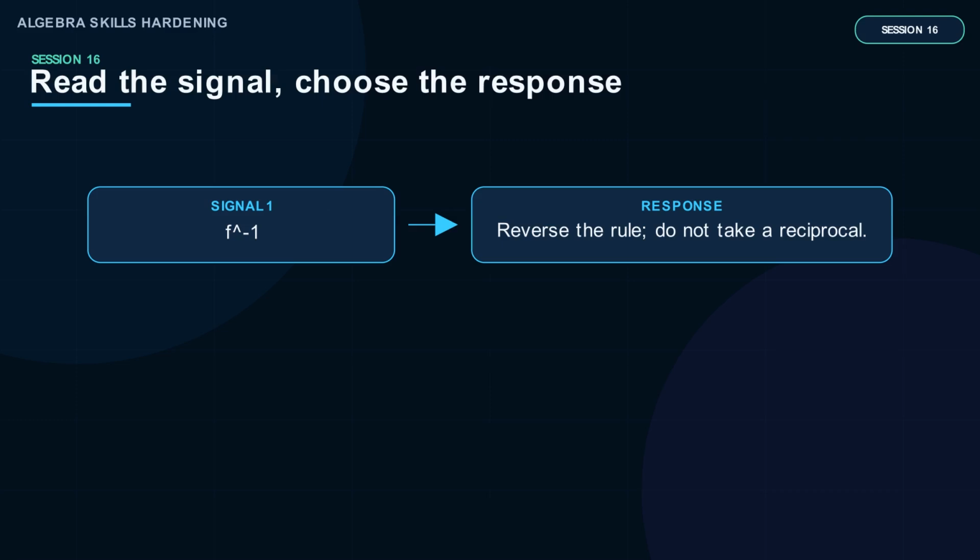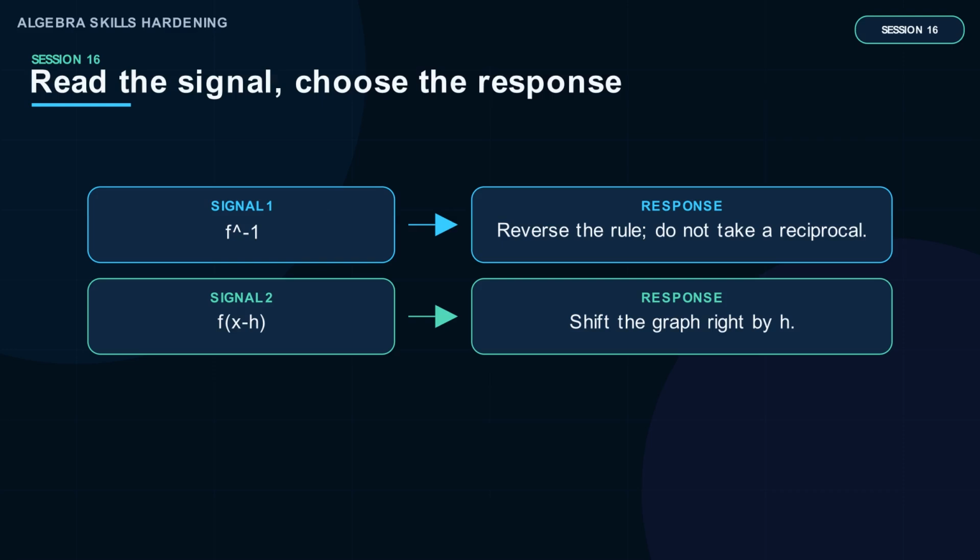Signal 1 is f to the power minus 1. Respond by remembering: reverse the rule. Do not take a reciprocal. Name the response before calculating. Signal 2 is f of x minus h. In that case, shift the graph right by h. The form tells you which tool fits.